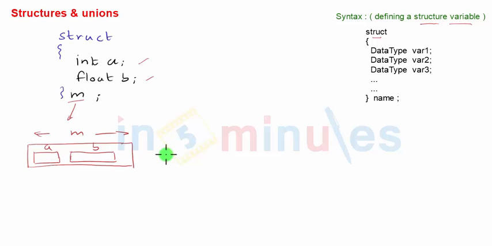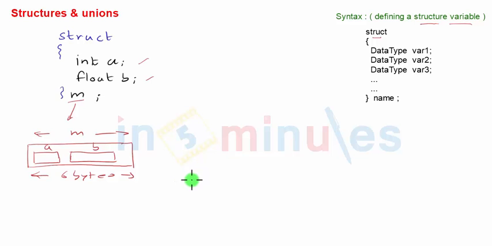by the variable name m. Now, since a is 2 bytes and b is 4 bytes, the overall size of the structure m will be 6 bytes. That is, the size of the structure will be equal to the sum of the sizes of all the members of the structure. Okay, what are the values of a and b?